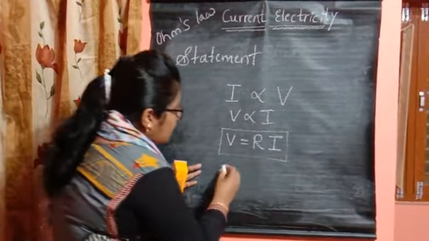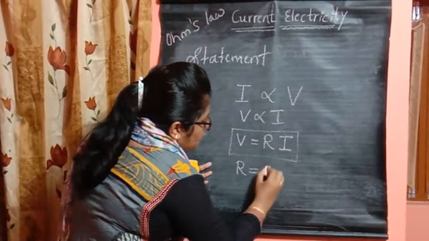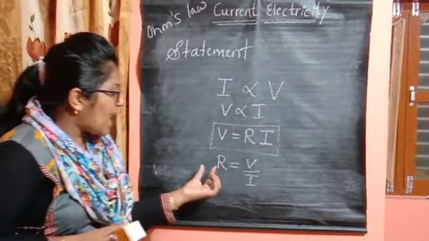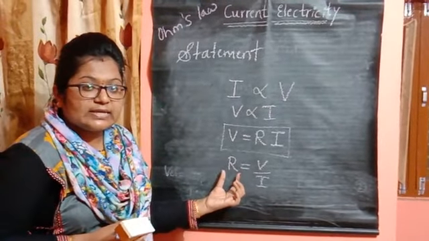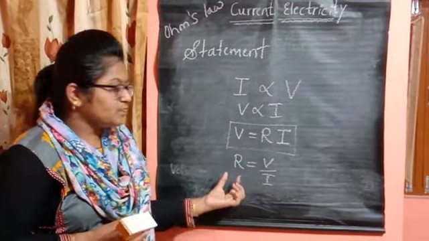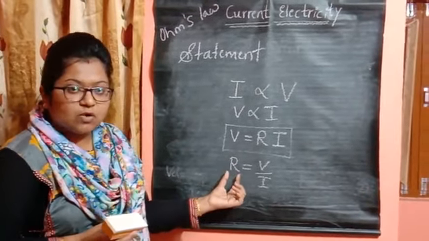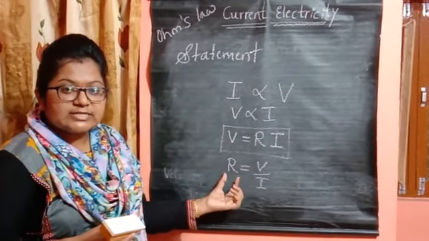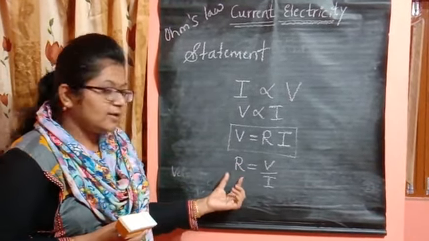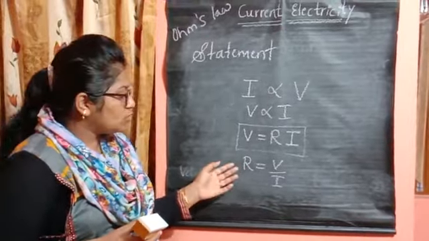So how can we define R? R is equal to V divided by I. So this R is called what? Electrical resistance, or resistance of the conductor. R is a proportionality constant. It is called the resistance of the conductor. About this we will discuss later.